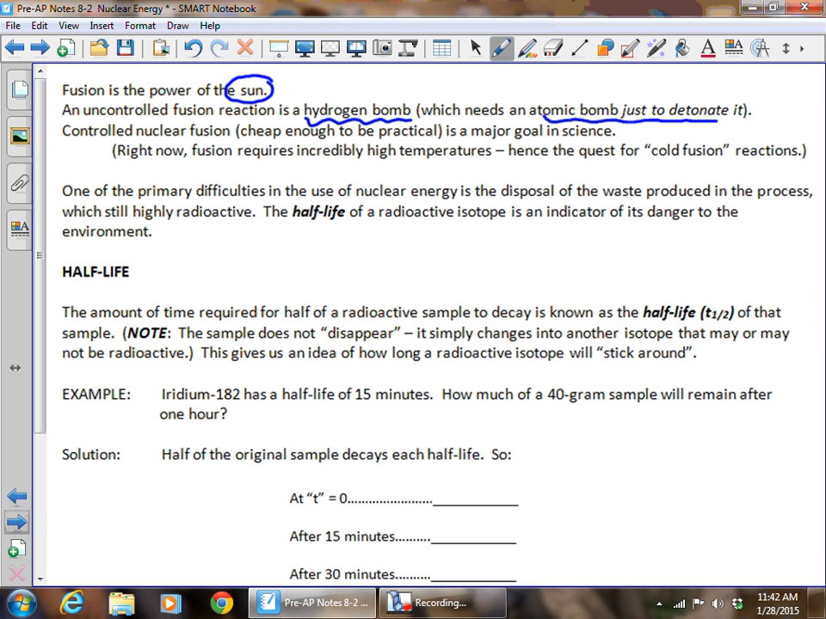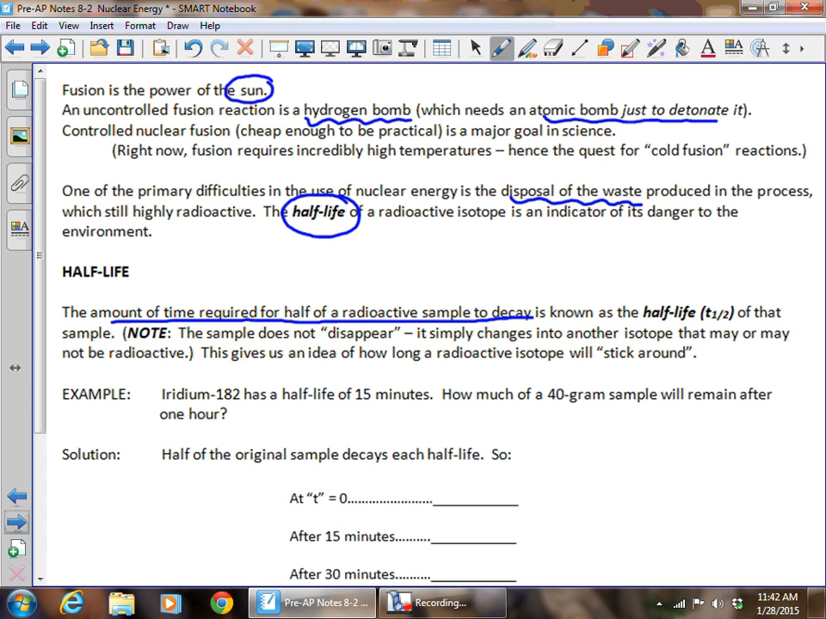As it says here, one of the primary difficulties in using nuclear energy is the disposal of the waste, which is often highly radioactive and often even more dangerous than the fuel they used in the first place. The half-life of a radioactive isotope is one of the ways that we use to indicate how dangerous that particular isotope is going to be to the environment. Half-life is the amount of time it requires for half of a radioactive sample to decay.